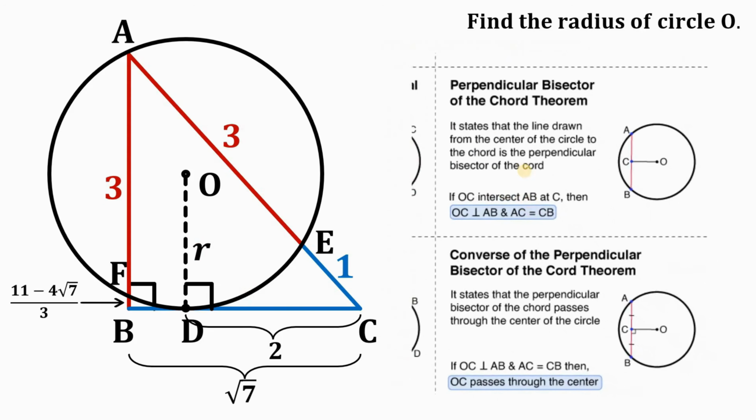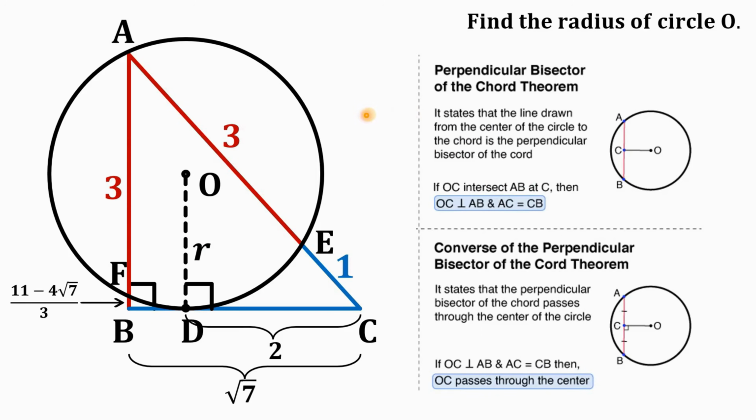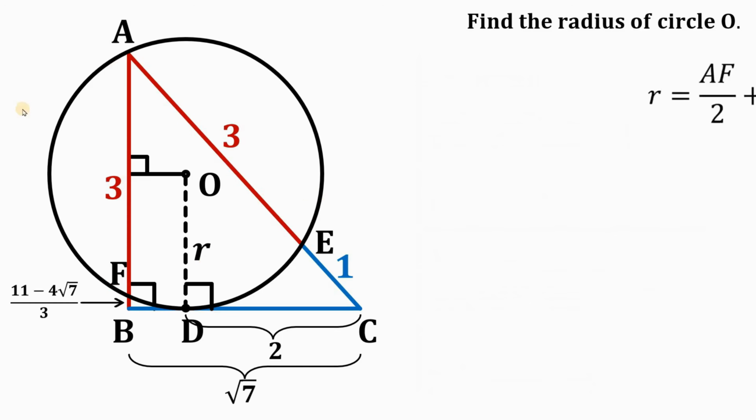It states that the line drawn from the center of the circle to the chord is the perpendicular bisector of the chord. Sorry for the wrong spelling. This is just chord. So, if we draw a segment that is perpendicular to segment AF, then this point of intersection bisects this segment AF. And now, we can find the length of this radius R. This is just the sum of half of this segment AF plus the length of this segment FB.